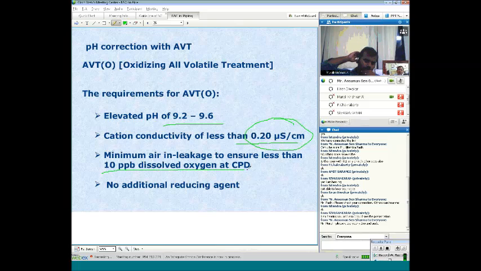cannot allow any oxygen in-leakage of more than 10 ppb in the condensate pump discharge. Right? In the condensate pump discharge, the oxygen leakage has to be restricted to less than 10 ppb. And of course, you are not using any N2H4. No N2H4.